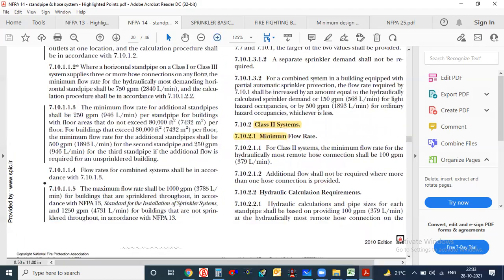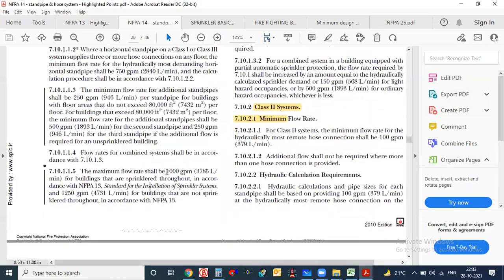What it is telling here: the maximum flow rate shall be 1000 GPM for buildings that are sprinklered throughout in accordance with NFPA 13, and 1250 GPM for buildings that are not sprinklered throughout. Now, can you tell me what you understand by this note? Sir, is that the flow rate defined for the pump system? Yes, exactly. It is defined for the pump system.